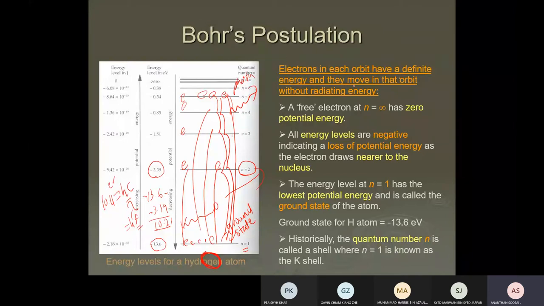Electrons in each orbit have a definite energy, and they move in that orbit without radiating energy. For a free electron, the end will be at infinity, with zero potential energy. All energy levels are negative. Why are all energy levels negative? Why is the energy level of the ground state negative 13.6?